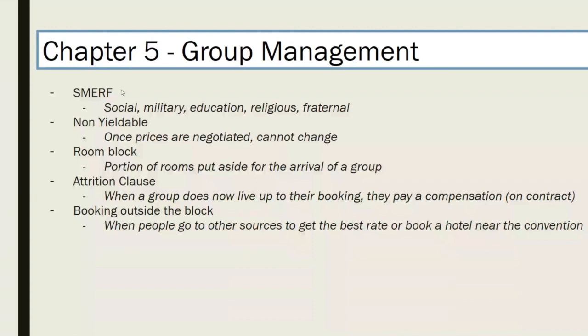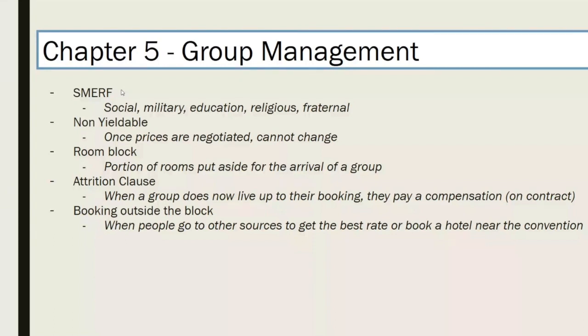Attrition clause is what happens when a group does not live up to their booking. So we saw this in RDM last semester as well. Very often on a contract, 90 days before arrival, you can cancel 15% of your rooms. 30 days before arrival, you can cancel 10%, and 1 month before your arrival, or 2 weeks before your arrival, you can only cancel 1% of your group.